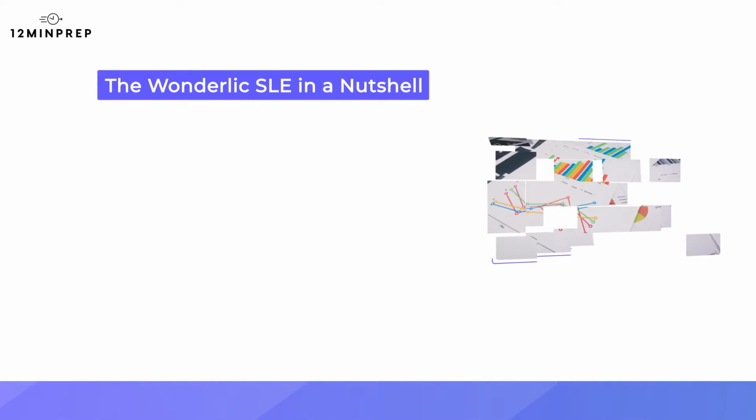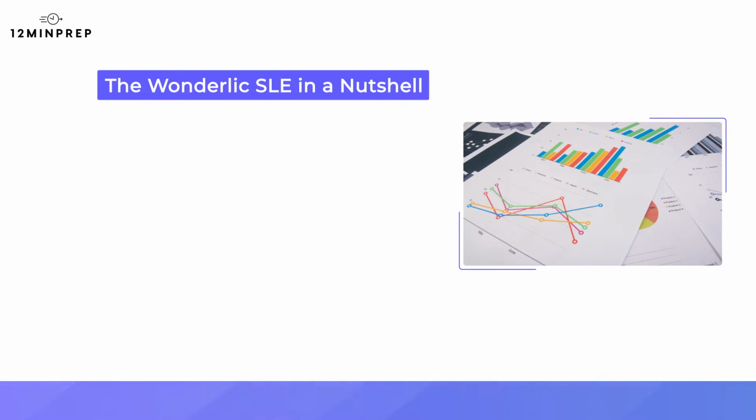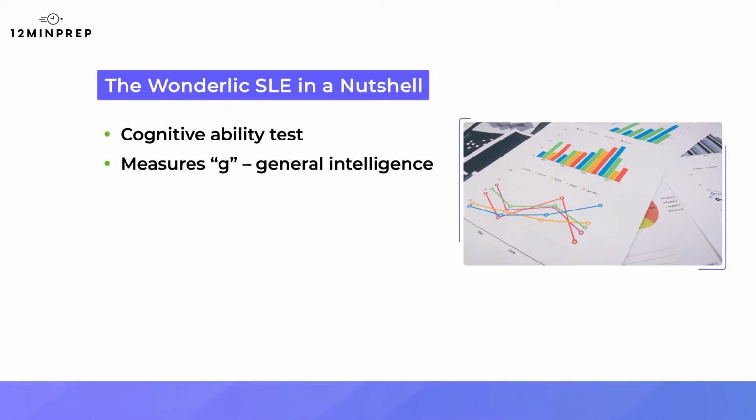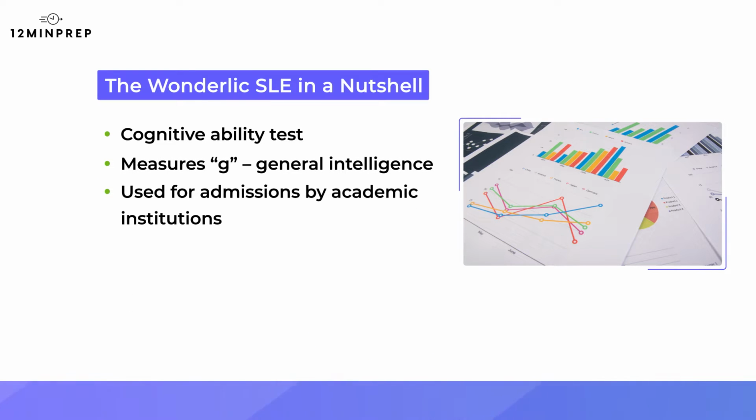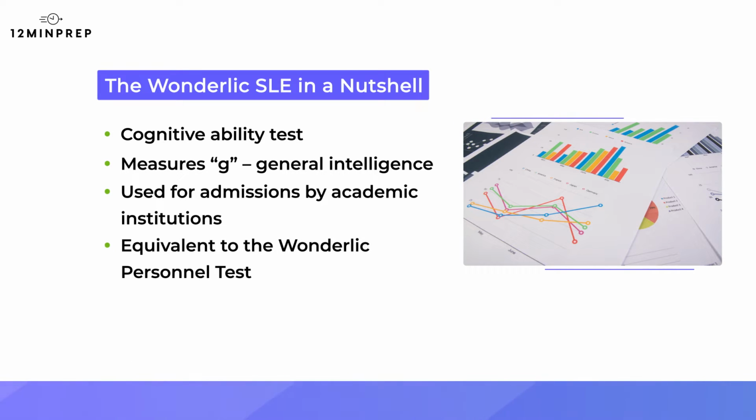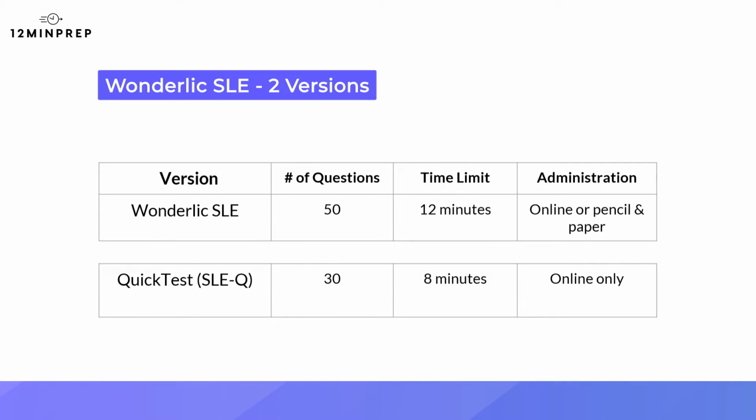Let's start. The Wonderlic Scholastic Level Exam, also referred to as the Wonderlic SLE, is a cognitive ability test that measures general intelligence. It is used for admissions and placement purposes by academic institutions. The Wonderlic SLE is equivalent to the Wonderlic Personnel Test, which is the version of the test that is used for pre-employment purposes. There are two versions of the test: the Quick Test, or SLEQ, which contains 30 questions and has an 8-minute time limit.